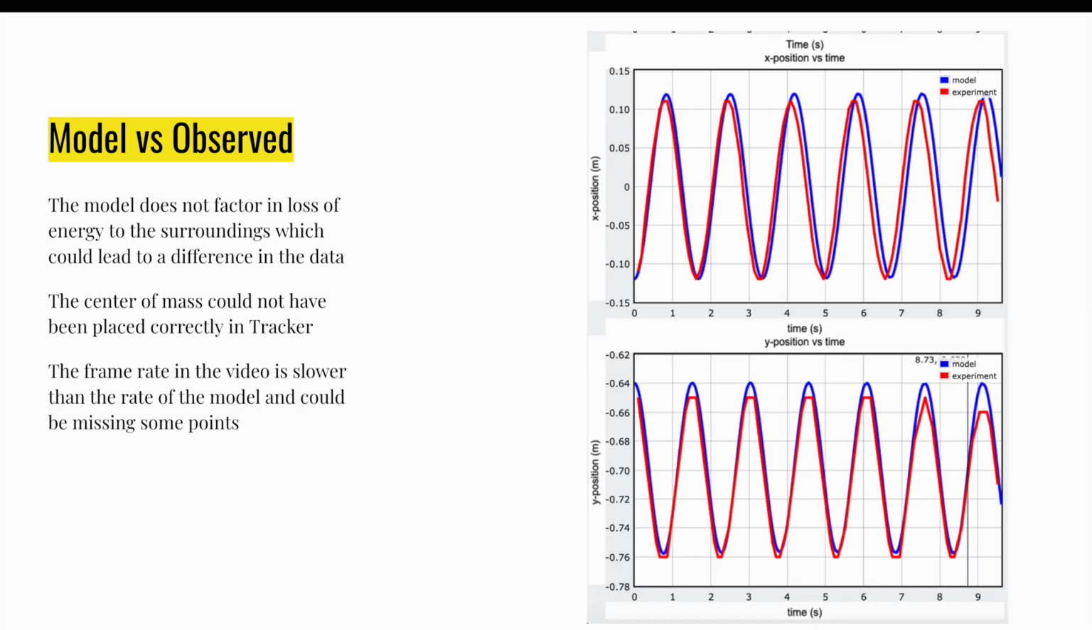As we can see, it doesn't differ very far from our model to our experiment, but some of the errors that could have changed the model versus the experiment a little bit would be the center of mass not being placed correctly in Tracker, and the model not factoring in the loss of energy due to the surroundings, like drag, causing the spring mass to slow down. And then the frame rate in the video is slower than the model, so some of the points aren't exactly in the right spots for the experiment. The curves aren't as correct.